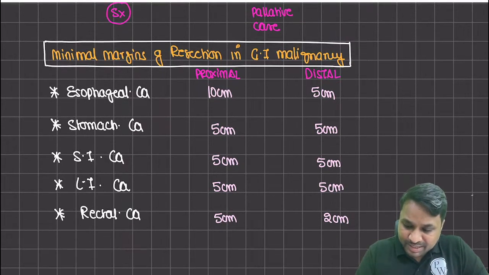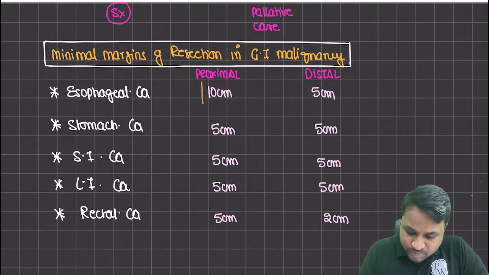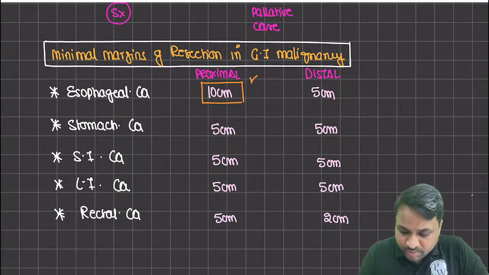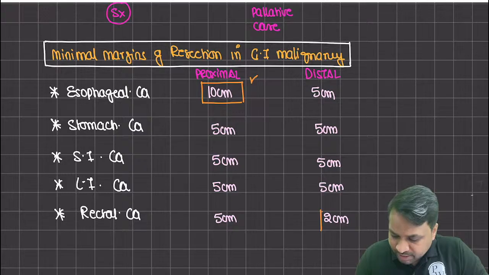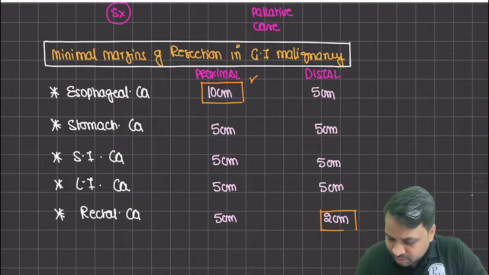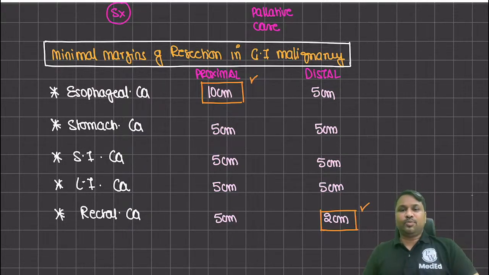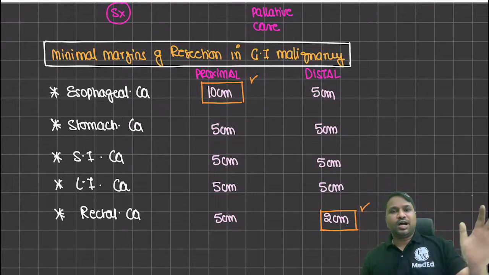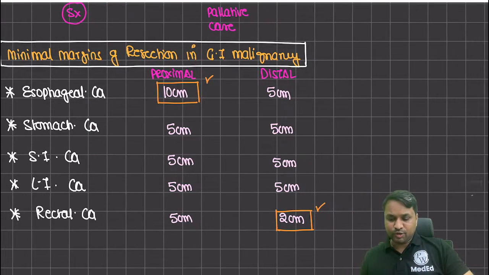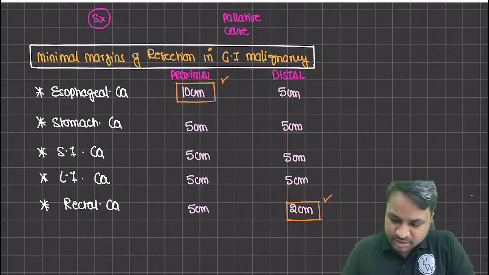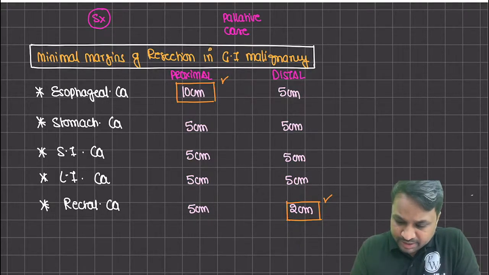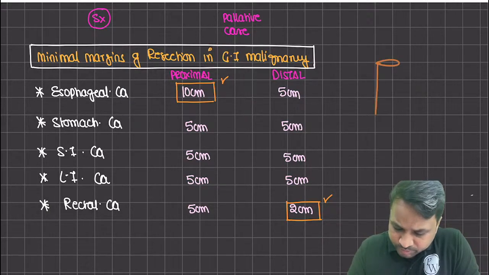So if you look at the entire data, there are only two sides which are going to be skewed, right? What are the two variations? The proximal margin of the esophageal cancer and the distal margin of the rectal cancers are the variation, but this is something that you need to follow. Now, what is this proximal distal margin that you have to obey? Now, let's say this is any segment of the bowel that we're talking about.